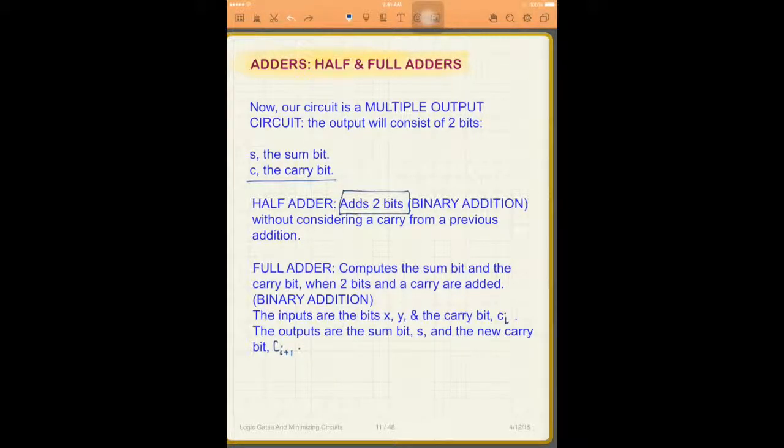And now at this point we are only doing binary addition. So this is truly binary addition at this point, base 2, without considering a carry from previous additions. That's what a half adder will do. So that's our sum. The full adder computes the sum bit and the carry bit when two bits and a carry are added. This again is binary addition. The inputs are going to be the bits X and Y, and the carry bit again will be C. So the outputs, you will have an output for the sum and for that new carry bit.